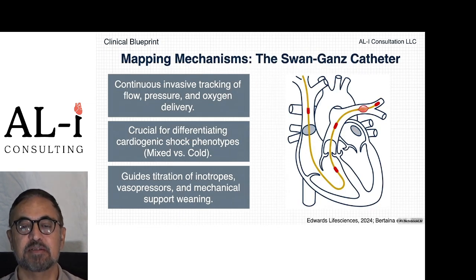Now, you can figure these things out by using non-invasive measures, wherein you measure IVC with an ultrasound, measure flow in the hepatic and portal veins and renal veins, or you can use an invasive method such as a Swan-Ganz catheter. Swan-Ganz catheter allows continuous invasive tracking of flow, pressure, oxygen delivery. It's crucial for differentiating cardiogenic shock phenotypes, mixed versus cold. It guides titration of inotropes, vasopressors, and mechanical support.